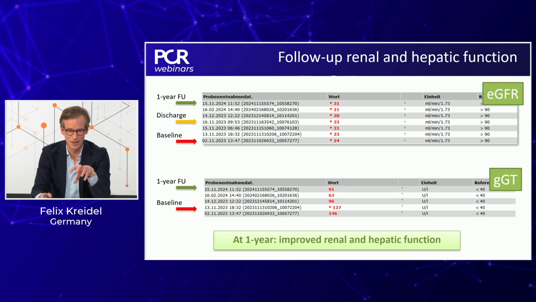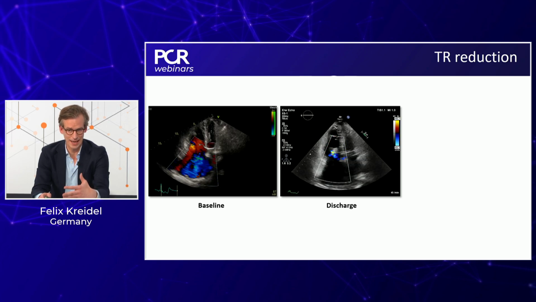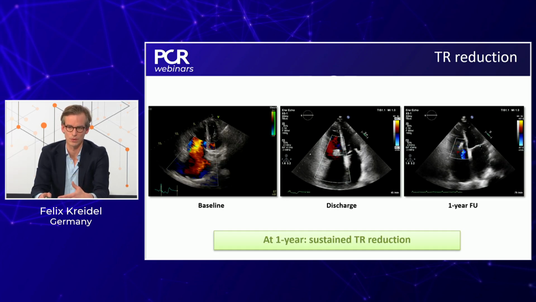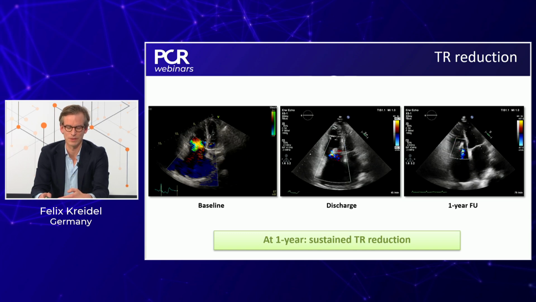Looking into the labs, more deeply into what this treatment did to the patient, we could appreciate an increased renal and hepatic function, and I personally believe that the gamma GT really is a measure of disease severity of right heart function, and that was significantly improved after 12 months. Looking at the echo, after 1 year, it showed a very durable and still significantly reduced TR.